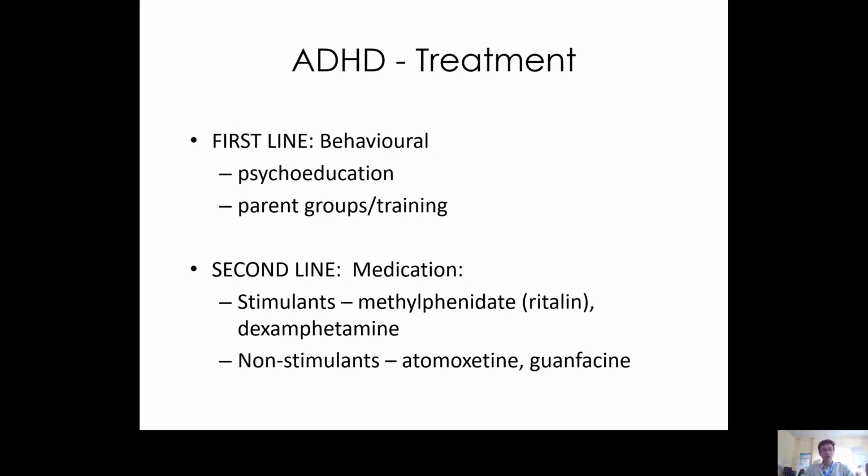And there should be access for parents to go to groups and have specific training on how to manage their child in this regard. If all of that has failed, and it's very much the second line, we might use medication, and the mainstay of treatment is stimulants like methylphenidate.